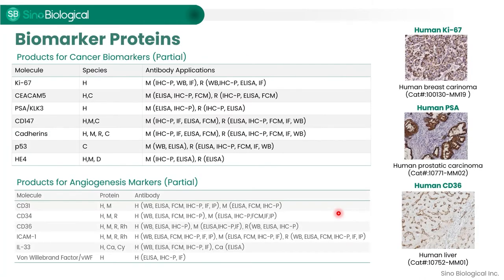In addition, a lot of biomarker proteins are also listed in the catalogue products, in particular for the cancer and angiogenesis marker proteins from different species. Meanwhile, we also developed a lot of antibodies targeting these biomarkers of many different cancer types for different purposes, including Western blot, ELISA, FACS, immunofluorescence, and immunohistochemistry.